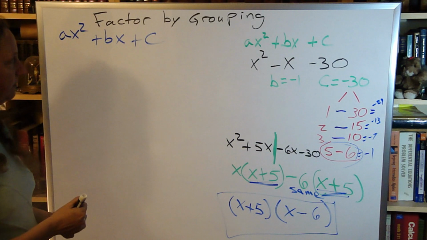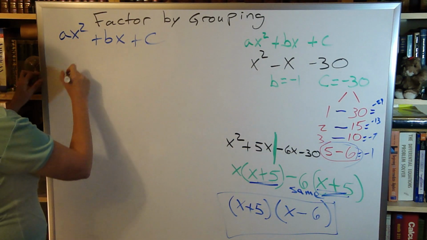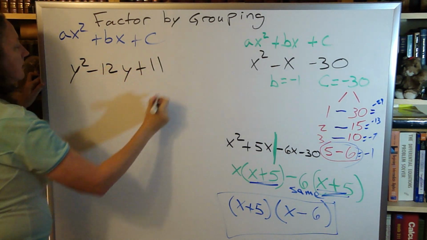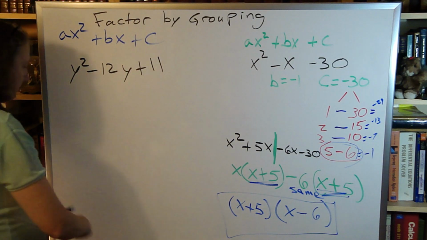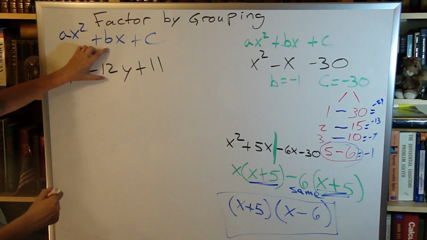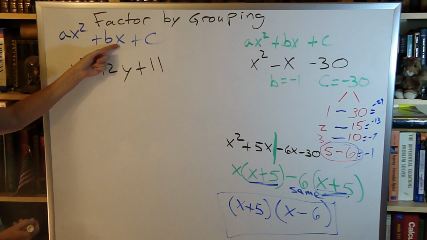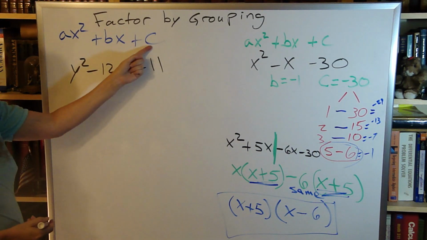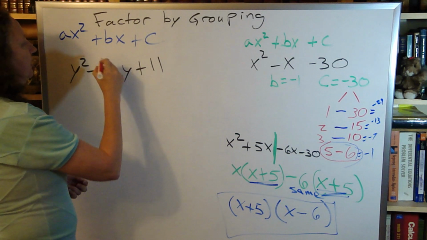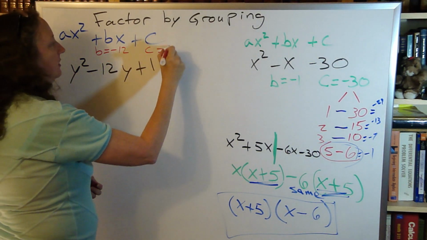Next problem. Y squared minus 12y plus 11. First thing I check, is this lined up? My x squared, y squared, okay. X, y, okay. Constant, constant, okay. So now I identify b and c. B is negative 12, c is 11.